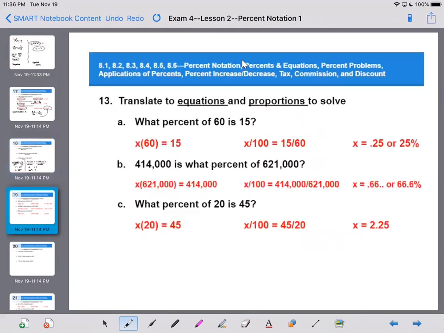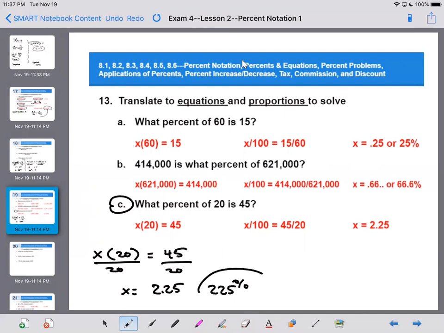And then we can see part C, what percent of 20 is equal to 45? So we divide both sides by 20, and so 45 divided by 20, notice we're going to get something that's larger than 1, so we get 2.25, which would be the same as 225%. So this should be 225% as an answer.